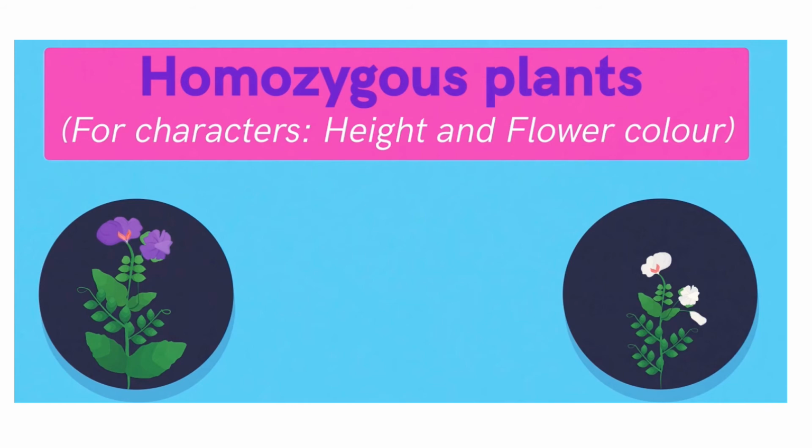So what will be the genotypes here? TTPP in uppercase will be this plant which is tall and having purple colored flower. Similarly, ttpp in lowercase will represent a plant that is small in height and is having a white colored flower.